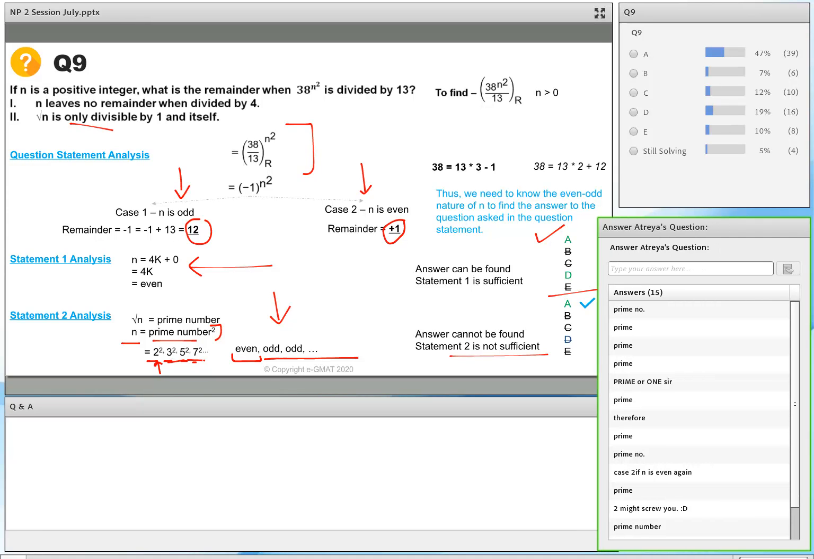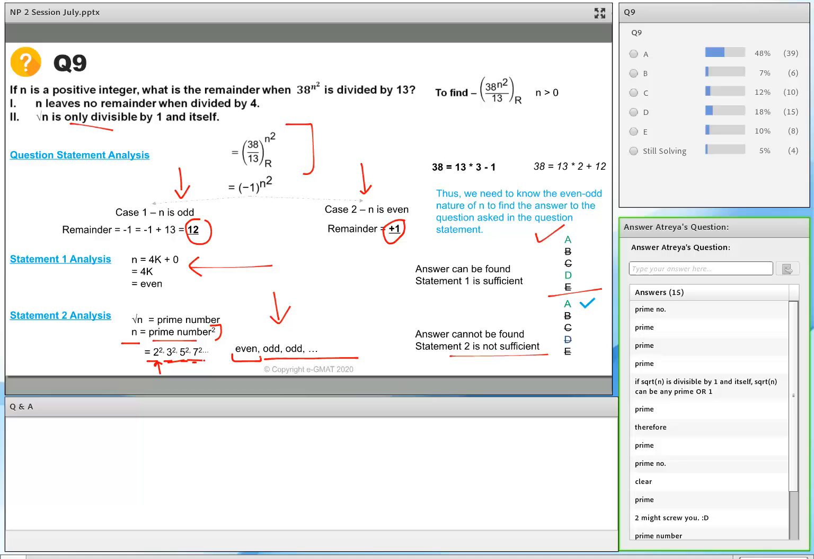Let me very quickly check who is that. Dev and Devanshu, I hope this is clear to both of you. If square root of n is divisible by 1 and itself, square root of n can be any number, prime or 1. Again, even in that case, even if it's 1, it's an odd number, right? So it's either even or it's odd, right? So that's something that I want you to understand.